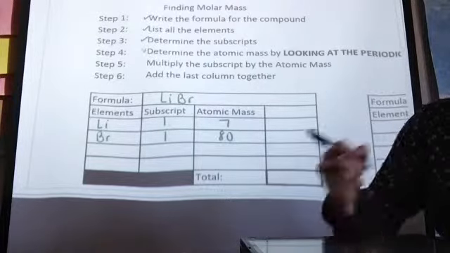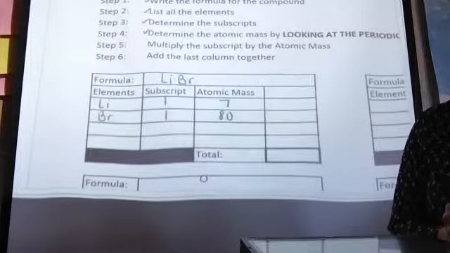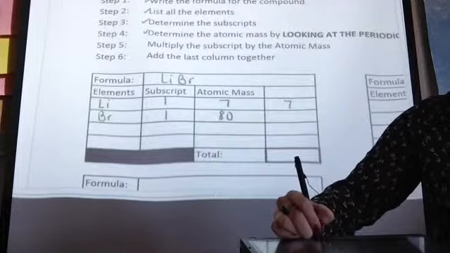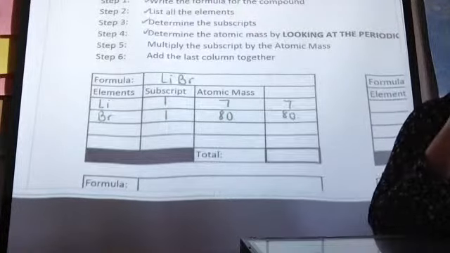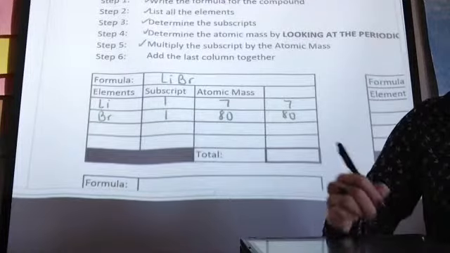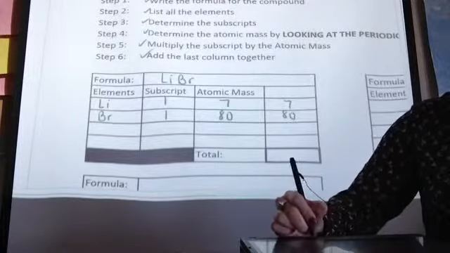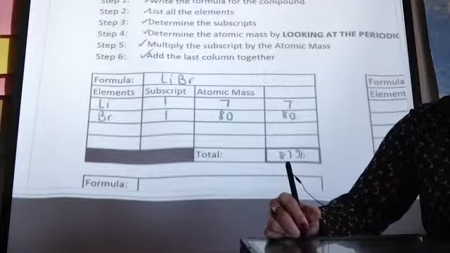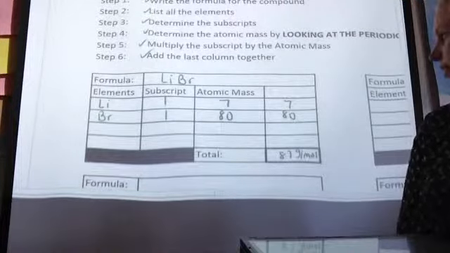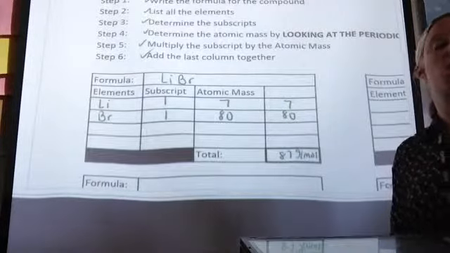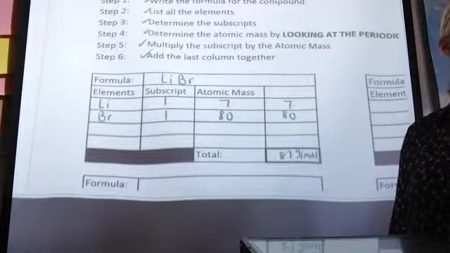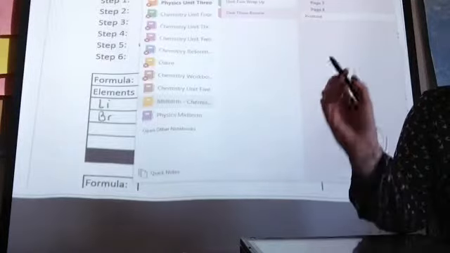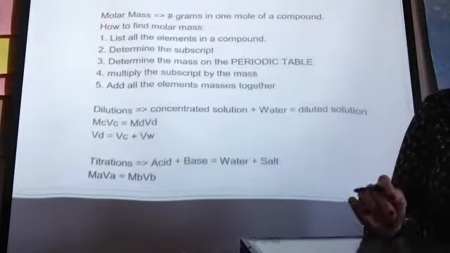Check. Now I multiply the subscript by the atomic mass. 1 times 7 is 7. 1 times 80 is 80. And then I add all of those together to make 87 grams per mole. That is the molar mass. That is how many grams are in 1 mole of LiBr. Okay? You take that molar mass and you go back to your original problem.